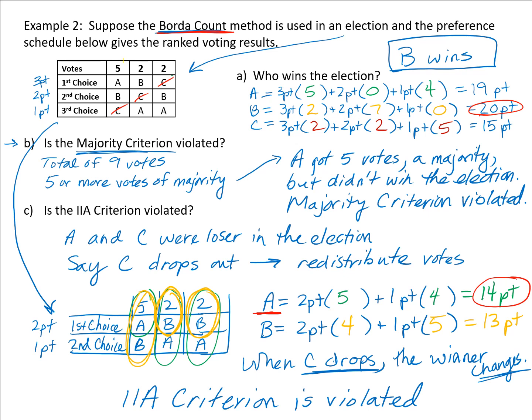So in this particular election, Borda count not just violated the majority criterion, it also violated the IIA criterion. Technically, again, we only needed it to violate one of the two criteria for it to be unfair, but I just thought it was a good opportunity to look at the IIA criterion in addition to the majority criterion.